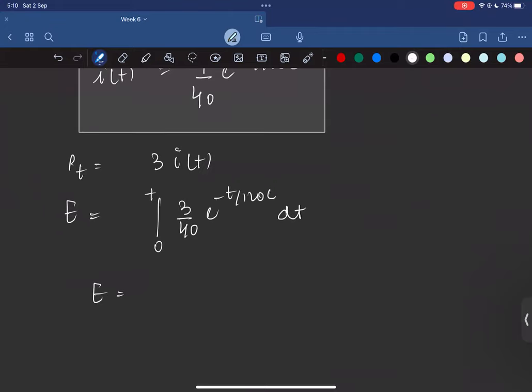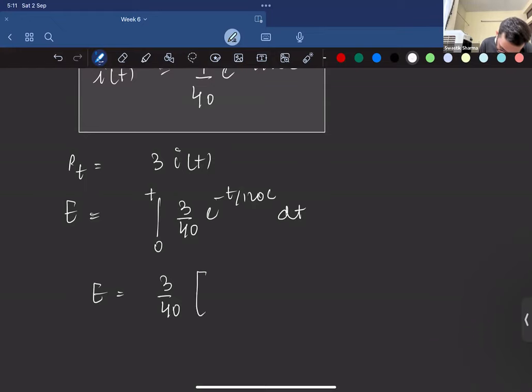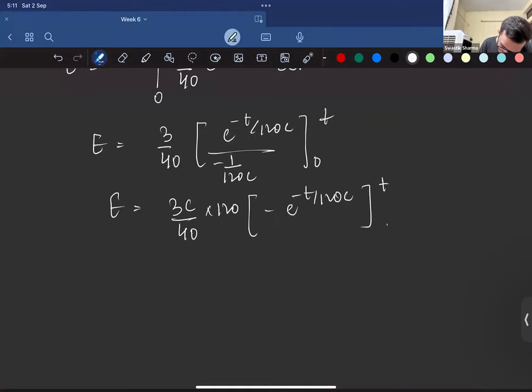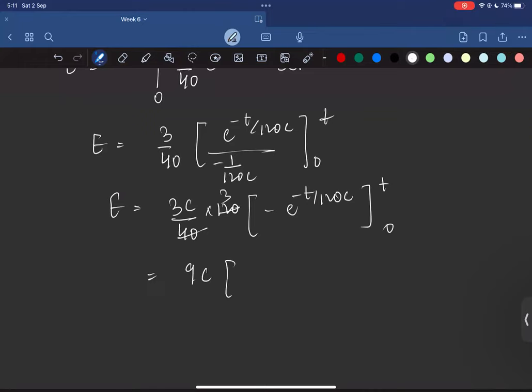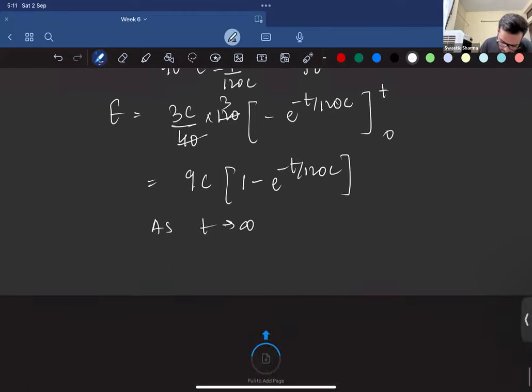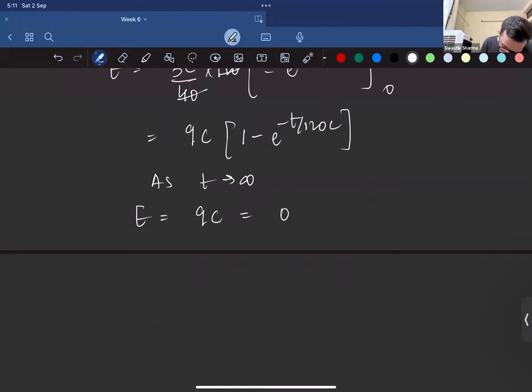Well, the answer will be 0.6. 3 point. Can it come again? Okay, so minus t by 120C and 1 upon minus 120C. So it's nothing but 3C by 1 over 120, minus e to the power minus t by 120C. So this is 9C, 0.9. Yeah. So as t tends to infinity, voltage will reach 3 volt, right? So energy comes out to be 9C, which is 0.9 joules.